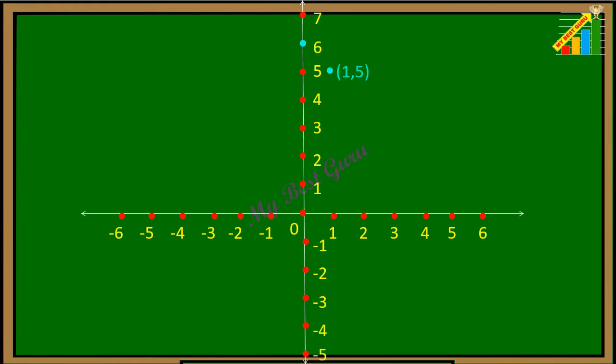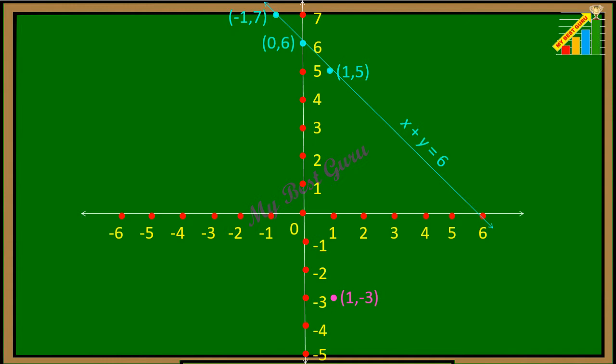Now we'll mark out the points. The first coordinate is 1, 5. Check on the x-axis where is 1 and where is 5. Then locate the point. Second one is 0, 6. So it is 0 on the x-axis and 6 on the y-axis. And third one is -1, 7. So it is -1 and it is 7 on the y-axis. All these 3 points should be on one line. So it is the line for the equation x plus y is equal to 6.